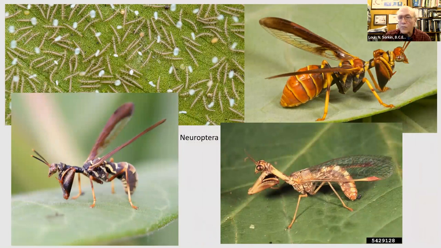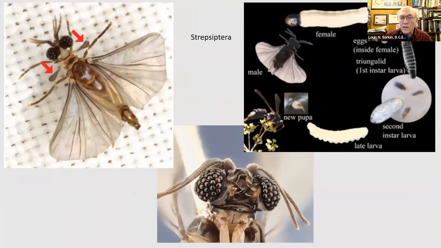And here we saw some before. These are some of the mantispids. So they look like mantids, but are not related whatsoever. Some are living in wasp nests, paper wasps, and some are free living. Some are on spiders in their egg cases.